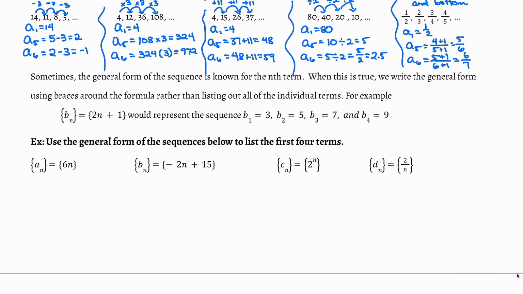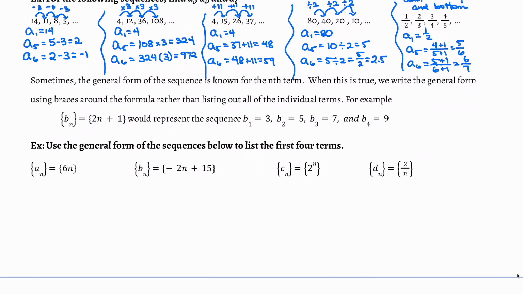All right, and we're down to our last four examples. It says sometimes the general form of a sequence is known for the nth term. So we're going to highlight this general term because that is going to come in useful, especially later on. Right now, we're going to use it a little bit, but later on, this thing's going to give us some trouble. So for the nth term, when this is true, we write the general form using braces around the formula. We're going to be using these braces to let you know this is the general formula, and it's going to allow you to get all the terms right away.